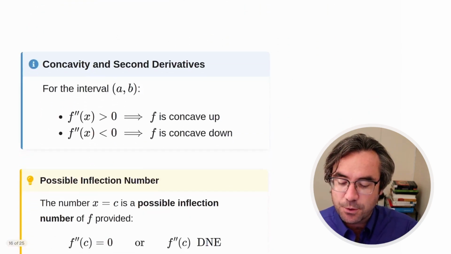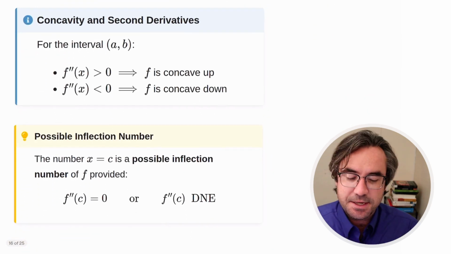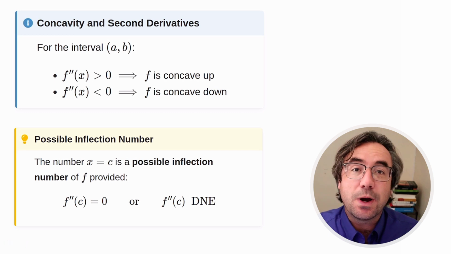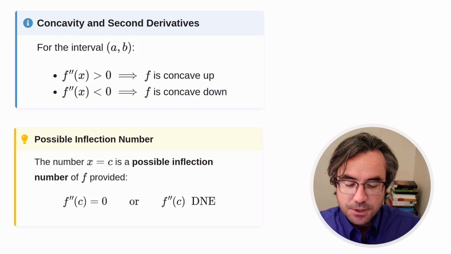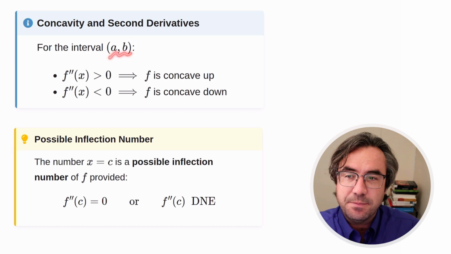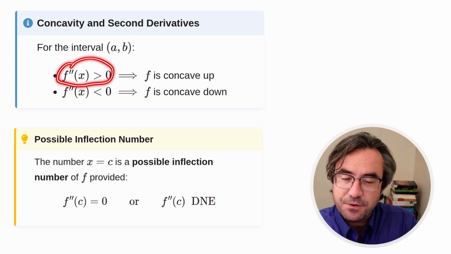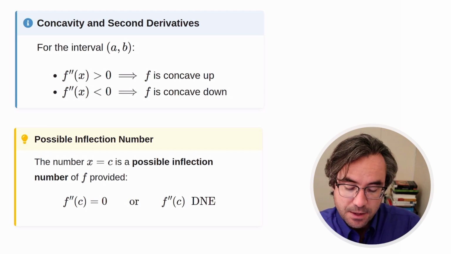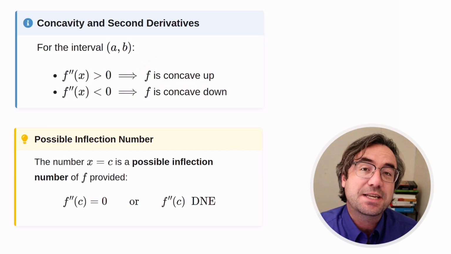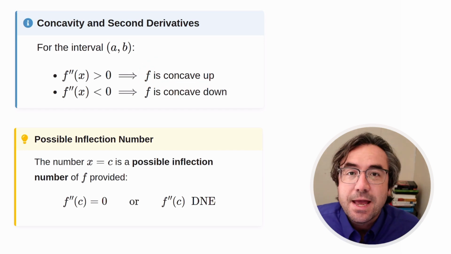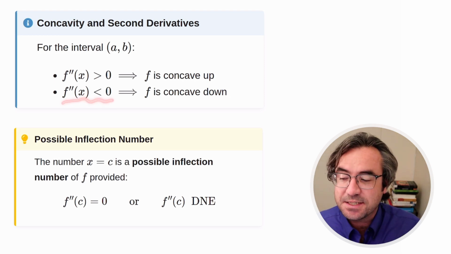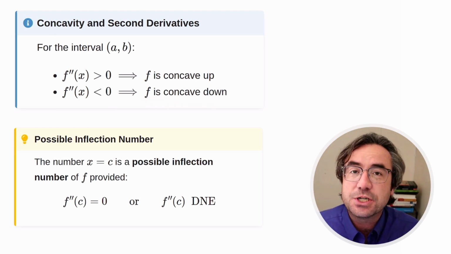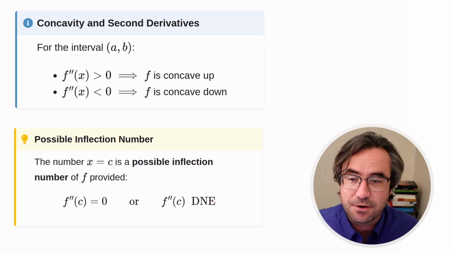The main result that we're going to use describes how the concavity is related to our second derivative. If we're looking at an interval from a to b, if our second derivative is greater than 0, so if our second derivative is positive on that interval, then the original function f is concave up on that interval. And if the second derivative is less than 0, so the second derivative is negative, then the original function f is concave down on that interval.